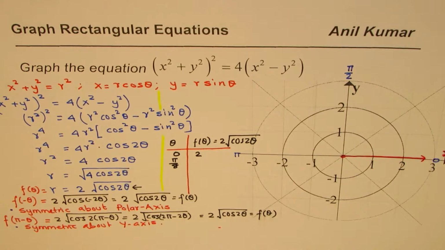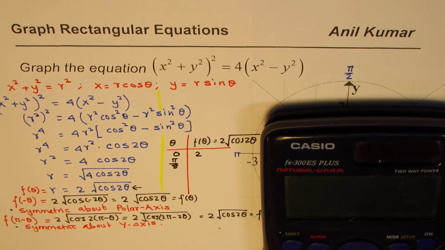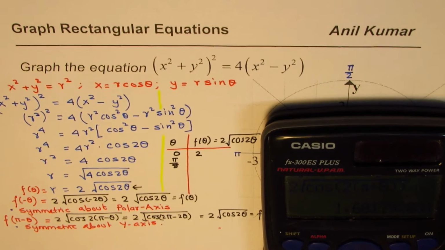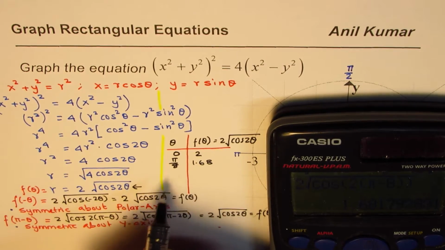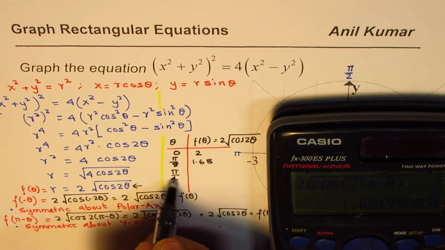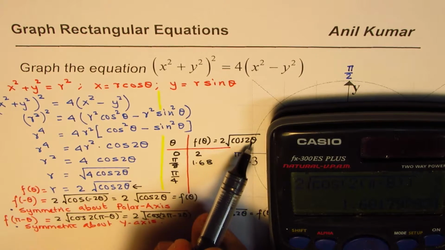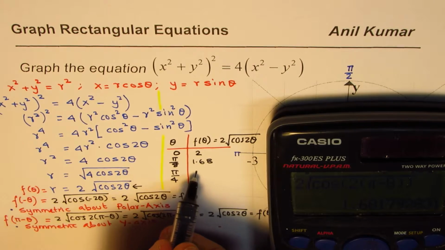So let us use the calculator to calculate this value. So we have 2 times square root of cos, 2 times, within bracket, we have theta as pi by 8, right? So it is pi divided by 8, bracket close, and 2 brackets close, okay. And let's see how much this value is. This is 1.681. So let me write down this value as 1.68, let's say. And now let's see the value for pi by 4. So pi by 4 times 2 is pi by 2, and cos pi by 2 is 0. So we get this value as 0.